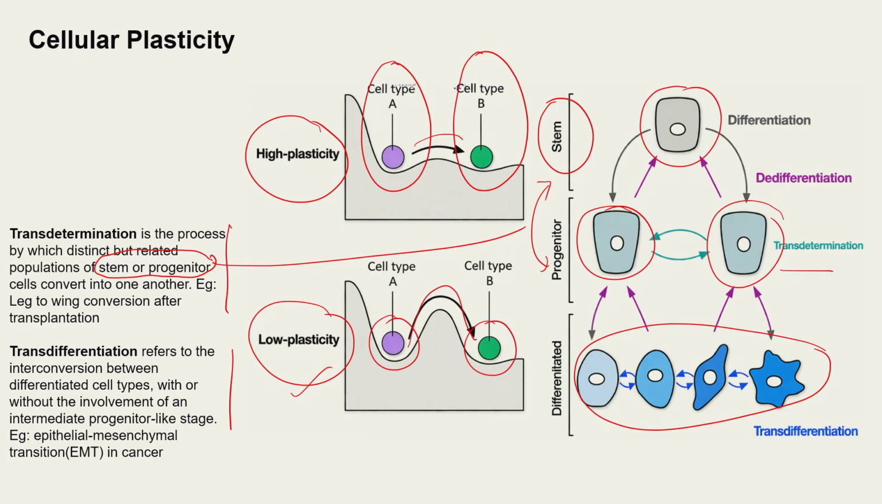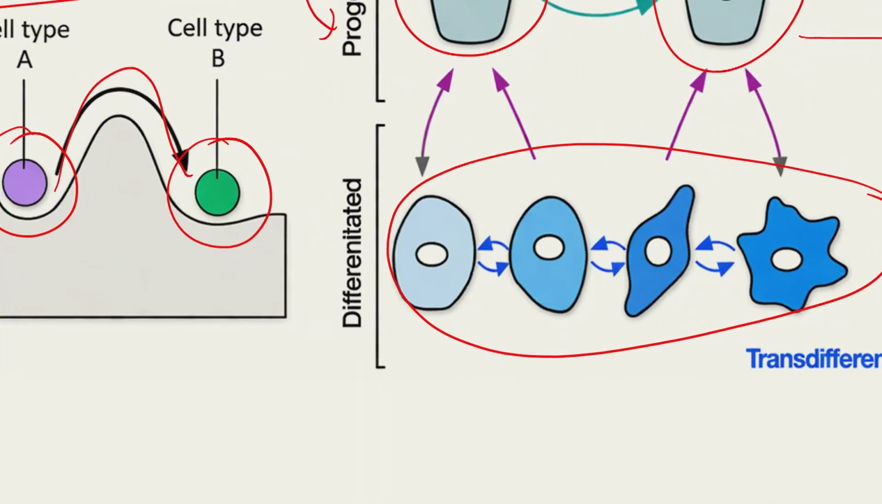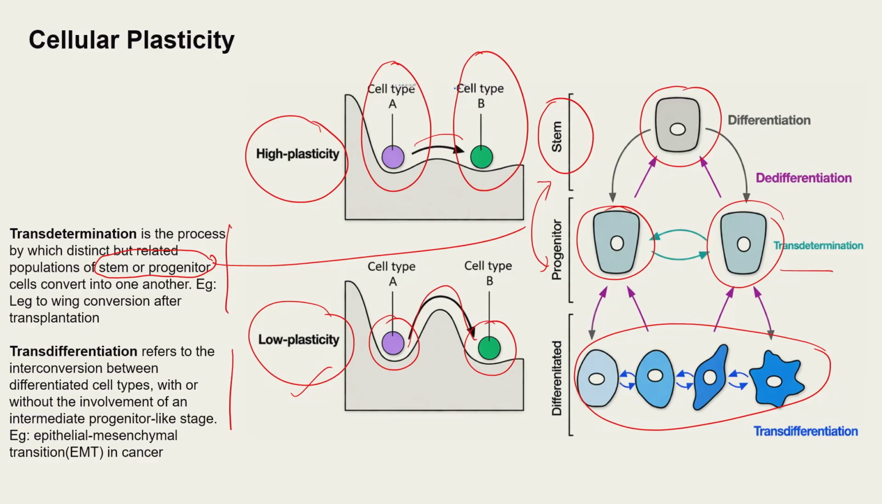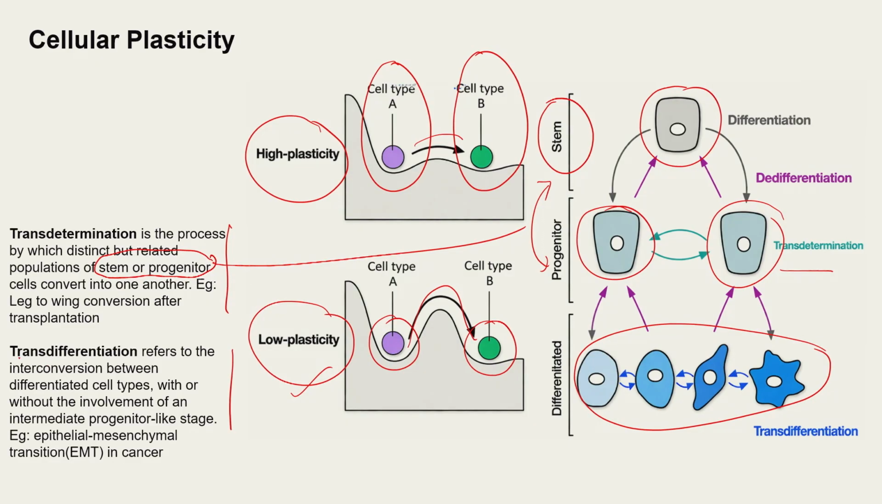For example, take Drosophila, a fruit fly, where the cells can be defined at a very early embryonic stage to form a particular cell type. But when we transplant those cells into a different Drosophila embryo, we see that there could be a modulation in the cell type, where leg cells can form wing and vice versa if there is a transplantation of the cell type. So this is what we call transdetermination, which is very specific to cell types that are either stem cells or progenitor cells. The second term is transdifferentiation.